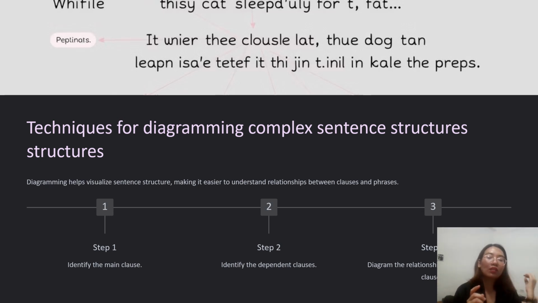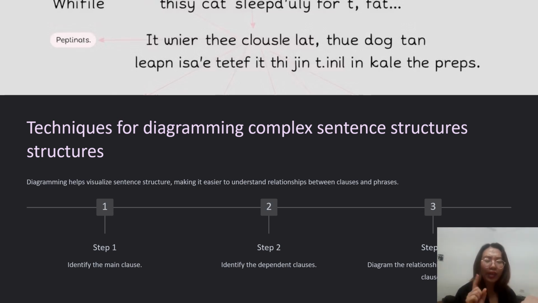The main clause is the foundation of the sentence. It will contain a subject and a verb and express a complete thought. So how to identify it? Ask, what is the central idea of the sentence? And you need to find the subject and verb in the independent clause. Here's a very simple example: The dog barked because it was scared.